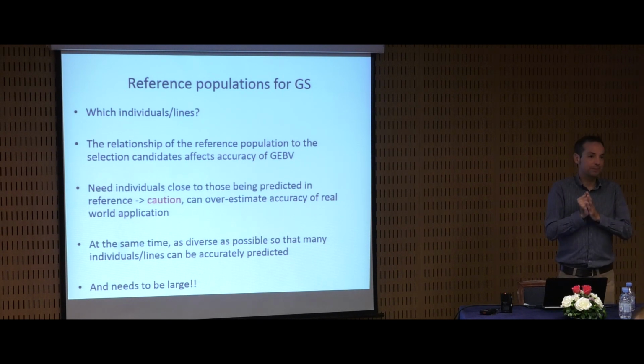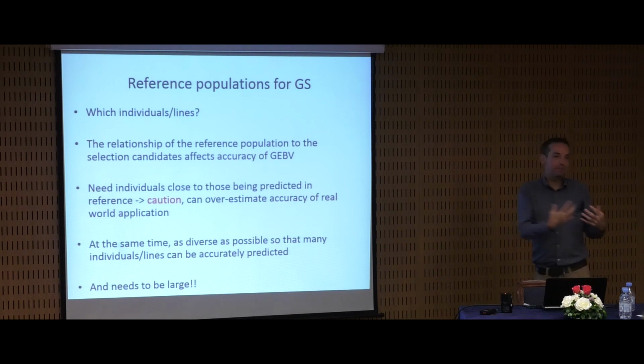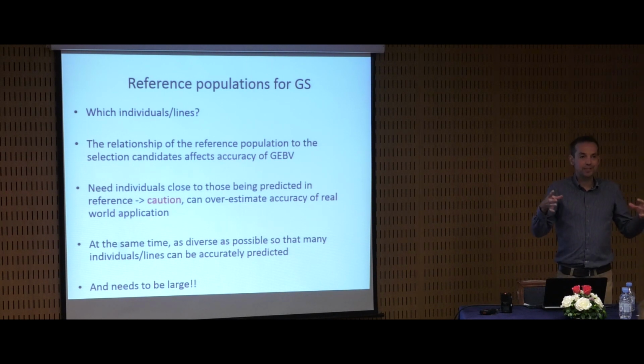There's quite a few examples of that in the literature. So your reference, your training set, really has to be a balance between individuals that are close to those you're trying to predict, and to get enough diversity in there so you can predict all the lines that you might come across. If you haven't seen the DNA before, basically, you're not going to be able to predict it. So designing these reference populations takes a bit of thought.